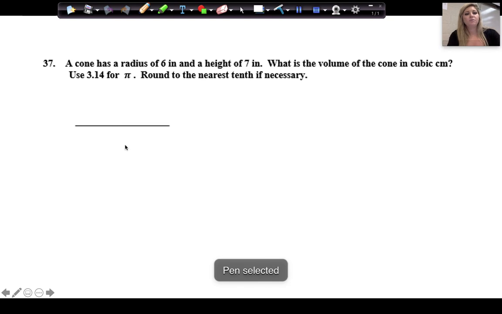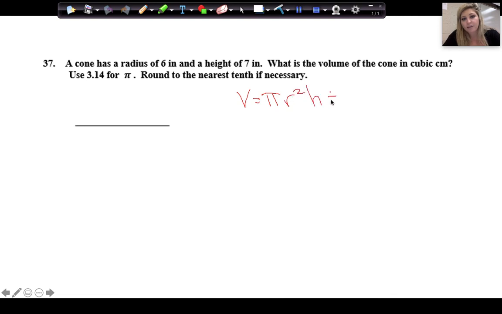Okay, a cone has a radius of 6 inches and a height of 7 inches. What is the volume of the cone? Remember, our formula for the volume of the cone is pi r squared times the height and then divide by 3 because a cone is just 1/3 of a cylinder. So we have to take the cylinder formula and then divide it by 3, and that's our cone formula.